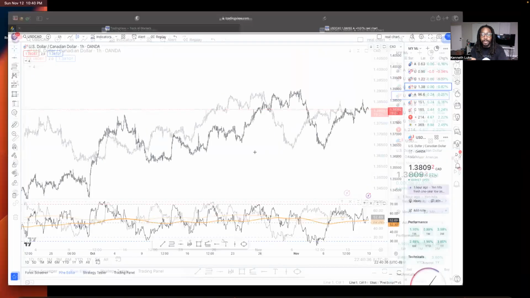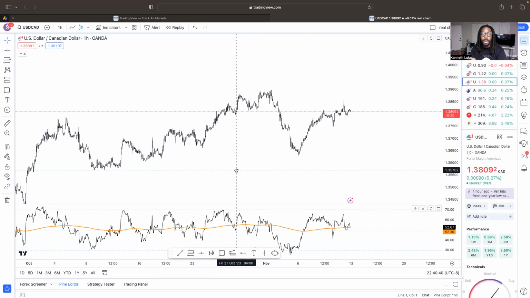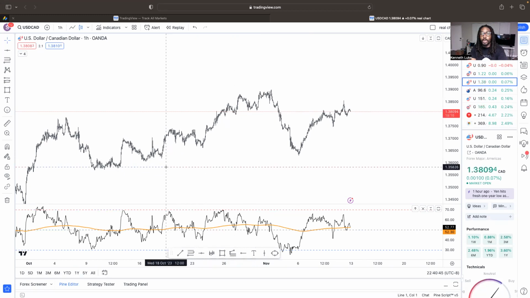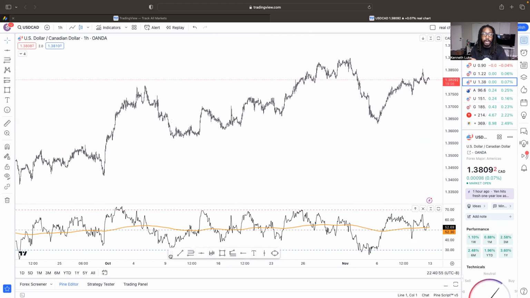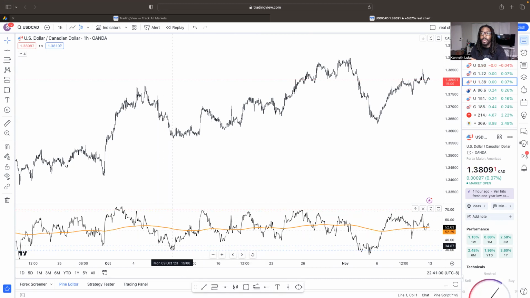When you're looking for support and resistance, you pretty much want to find multiple points in the market where price has hit. As an example, let's say we're looking for all supports. We're going to start here at our lowest point. You really want to be looking for support when the market is oversold.